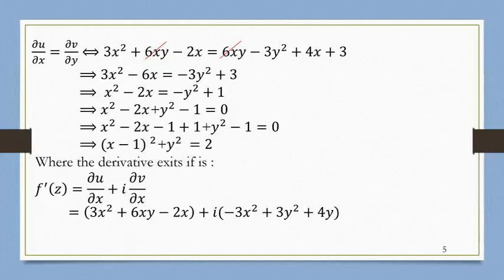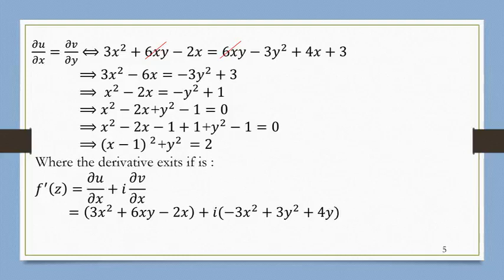So we remove del u over del x and del v over del y and put the result in the previous slide. So we get 3x squared minus 6x minus 3y squared plus 3, and dividing this equation by 3, we get x squared minus 2x equals minus y squared plus 1. Completing the square, we get x squared minus 2x minus 1 plus 1 plus y squared minus 1 equal to 0. That means this condition is satisfied when (x minus 1) squared plus y squared equals 1, so this is a circle equation.